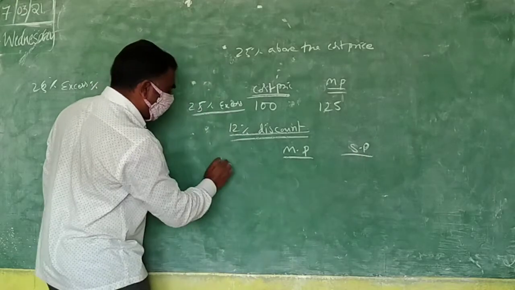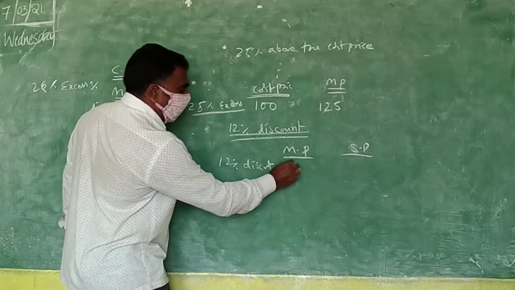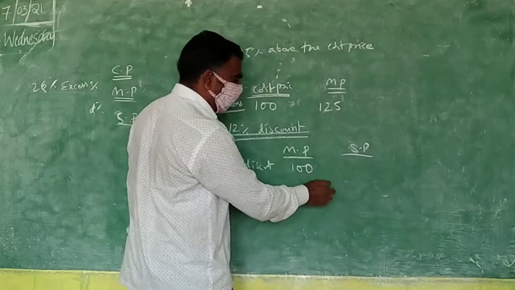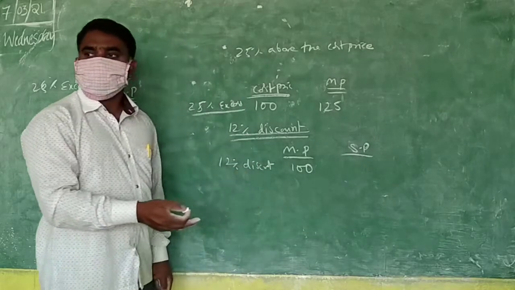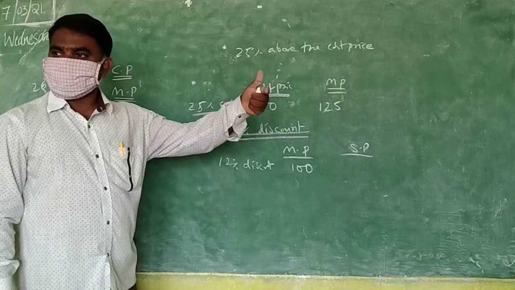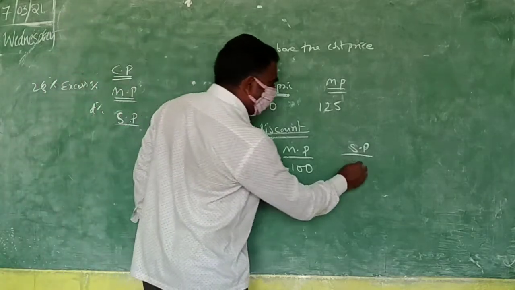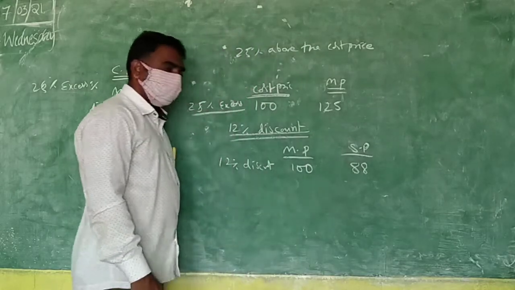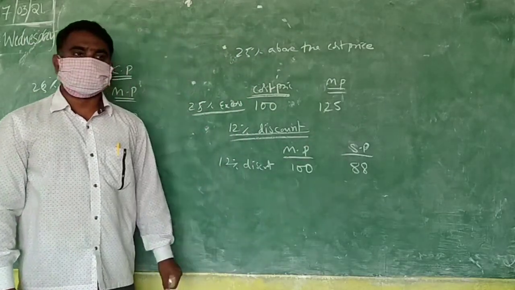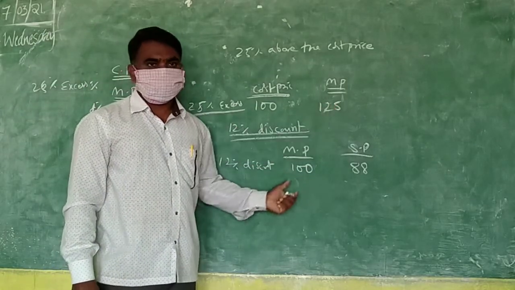What is the meaning of 12% discount? For 100, 12% discount means SP will become less, no? Not 112, that is increasing. Discount means decreasing. So it is 88 rupees. If market price is 100 rupees, SP is 88 rupees. Why have I written like that? Because market price is not 100 here. That's why I have written the first step.